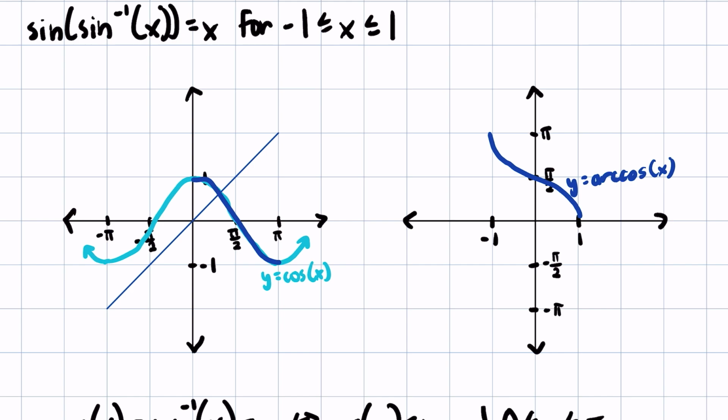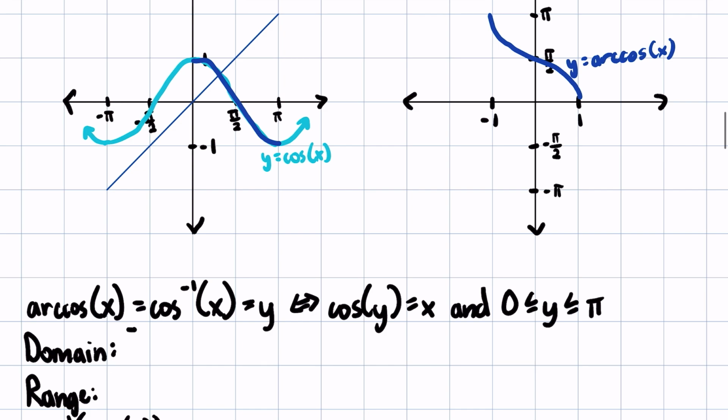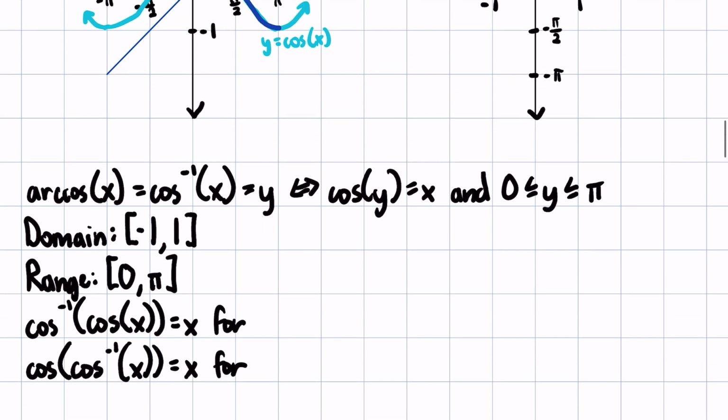All right. The domain here is going to be the same as the range of cosine. It's from -1 to 1. And then the range is going to be our restriction, right? So from 0 to pi. And again, arccosine of cosine is x for x in the range of arccosine. And then cosine of arccosine is x for x in the domain of arccosine, which is the range of cosine.